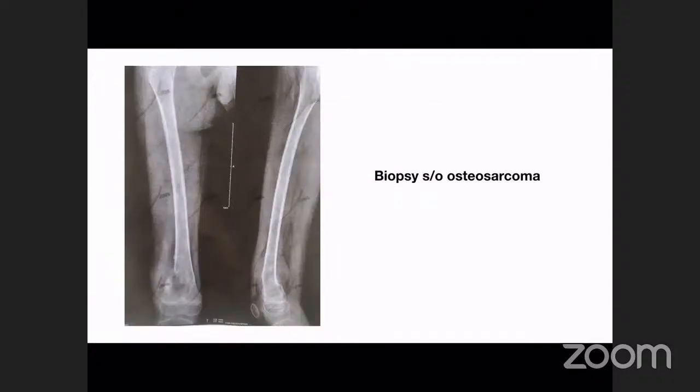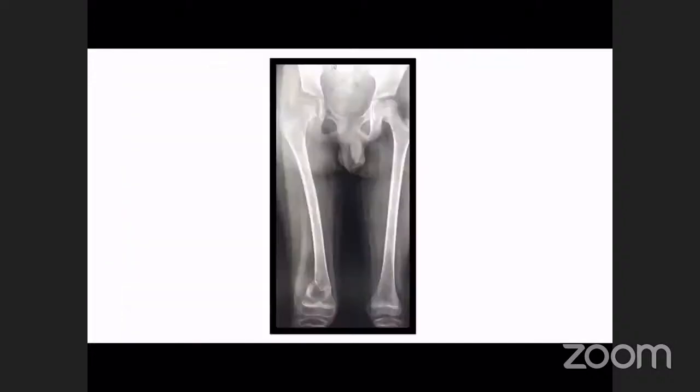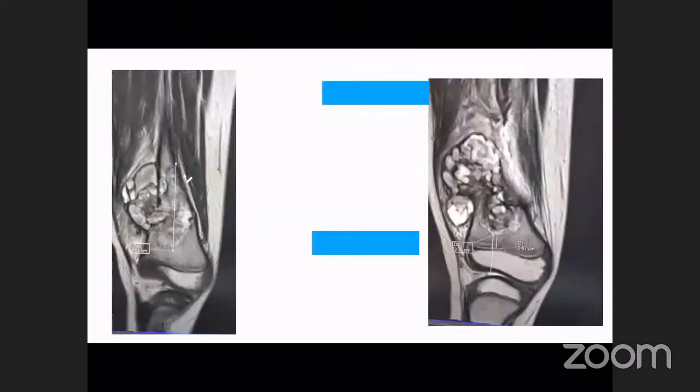The metastatic workup was negative, so he was given the standard MAP protocol. After finishing the MAP protocol, this was his post-chemo x-ray. As you can see, the fracture had healed. I cannot say perfectly, but it had healed. The pathological fracture had healed, and these were his corresponding MRI images.